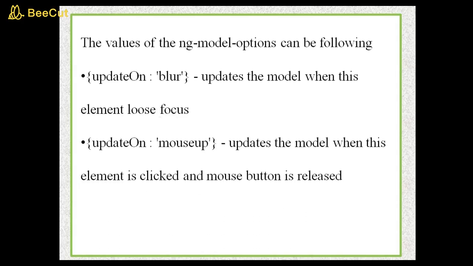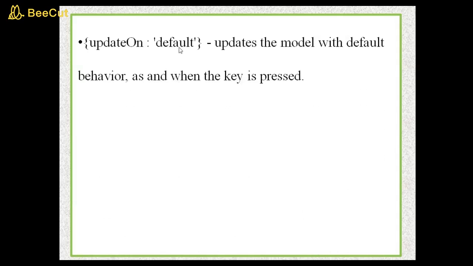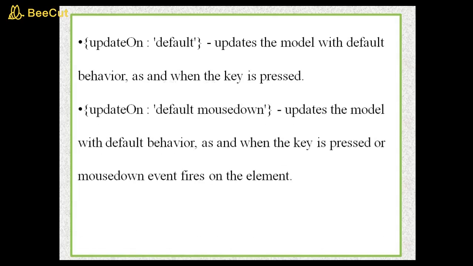updateOn: mouseup updates the model when this element is clicked and the mouse button is released. updateOn: default updates the model with default behavior as and when the key is pressed. updateOn: default mousedown updates the model with default behavior as and when the key is pressed or the mousedown event fires on the element.